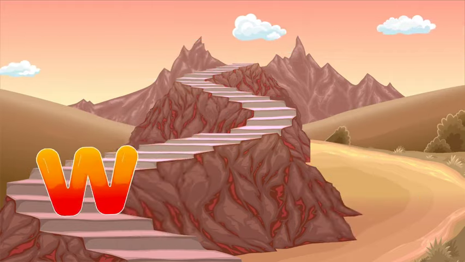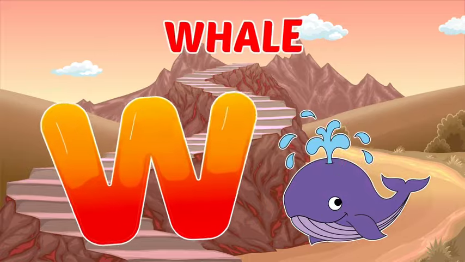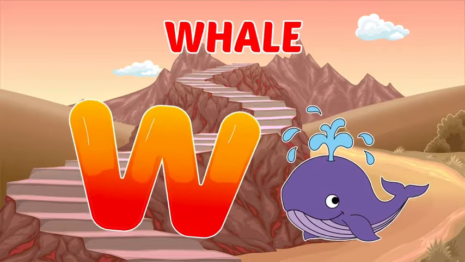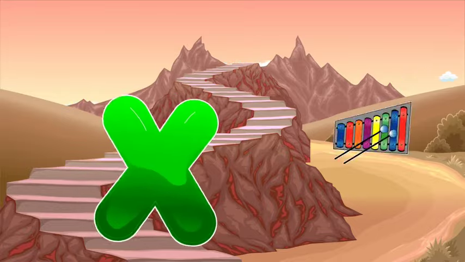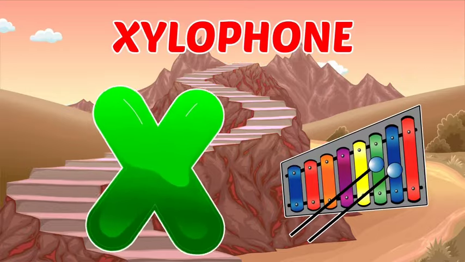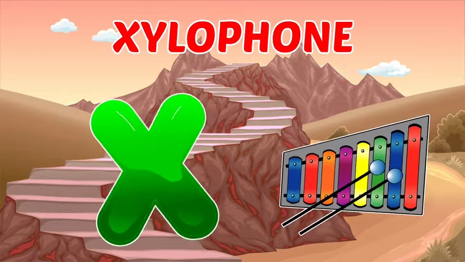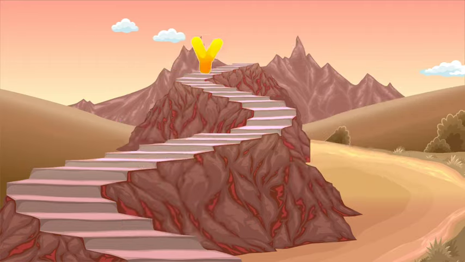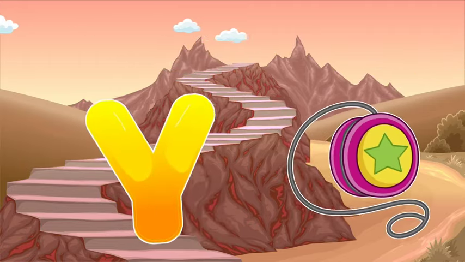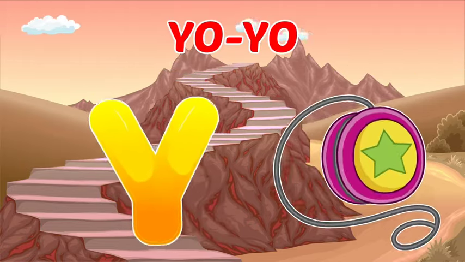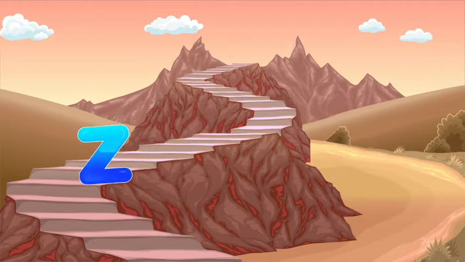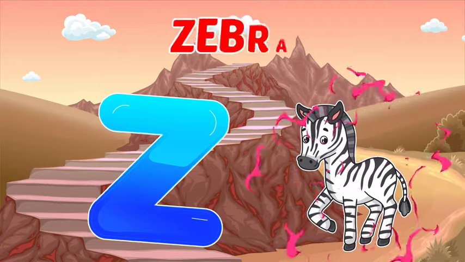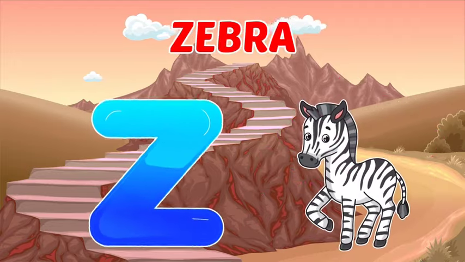W is for whale, w, w, whale. X is for xylophone, z, z, xylophone. Y is for yo-yo, y, y, yo-yo. Z is for zebra, z, z, zebra.